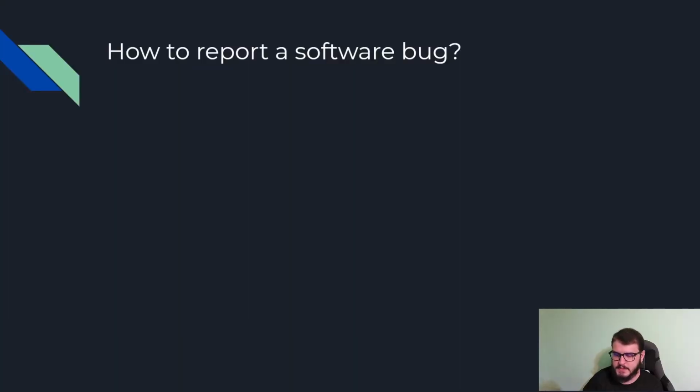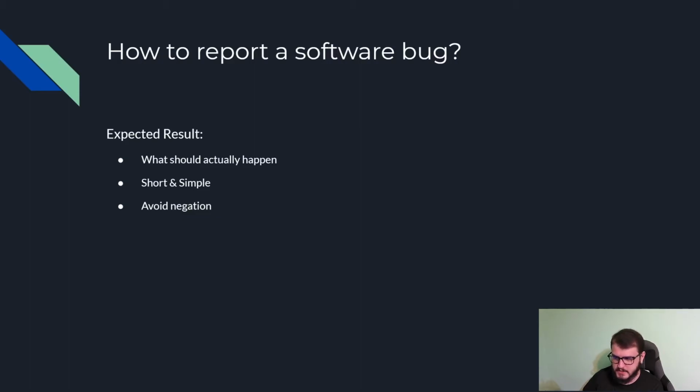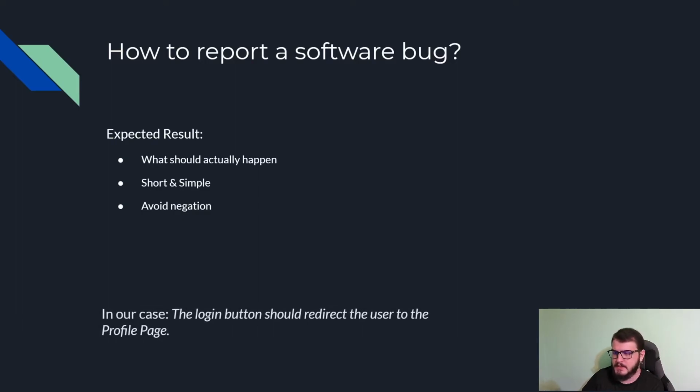Next, expected result. What should actually happen instead of the issue? Also, short and simple and avoid negation. Don't say, for example, the image should not be on the right. It does not help fixing the issue. Rather say the image should be displayed on the left. This way the devs will know how to fix it. And in our case, the expected result can sound like this. The login button should redirect the user to the profile page, or wherever the app should redirect the user. It depends on the app specifications.